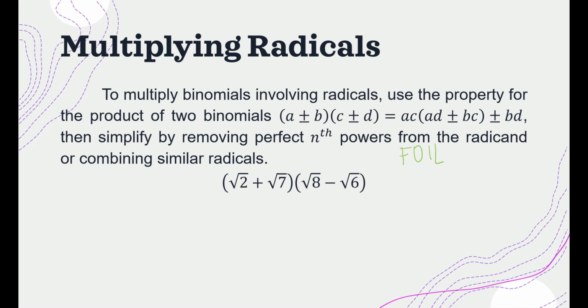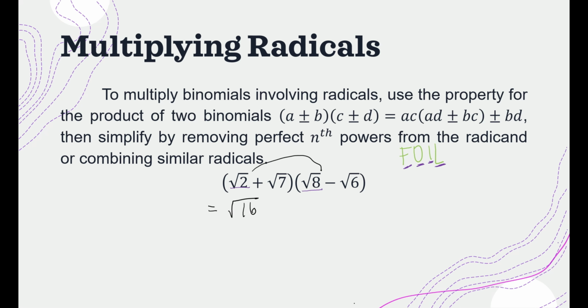So we only have to follow these steps. The first terms that we have to multiply are the first terms, and then the outer terms, and then the inner terms, and the last terms. So now let us identify the first terms. The first terms are square root of 2 and square root of 8, and we have to multiply these terms. The square root of 2 times square root of 8 is equal to square root of 16.